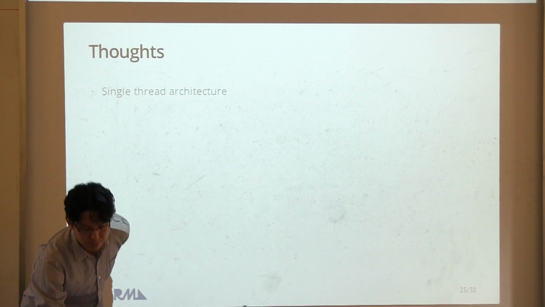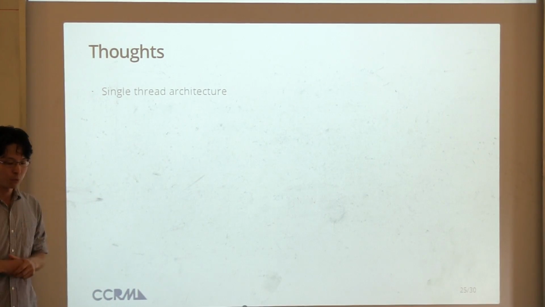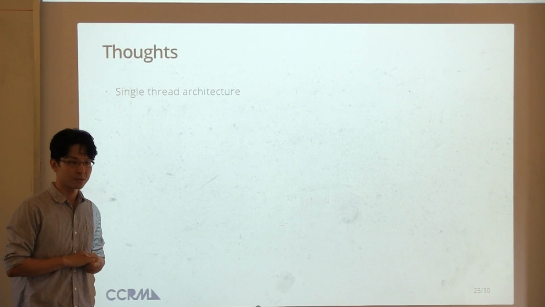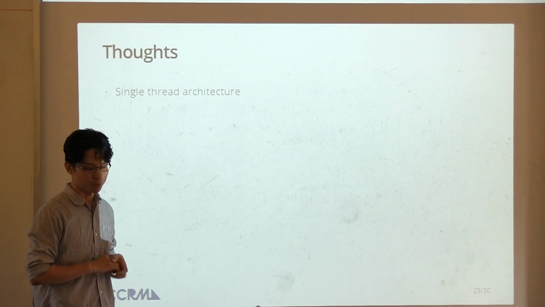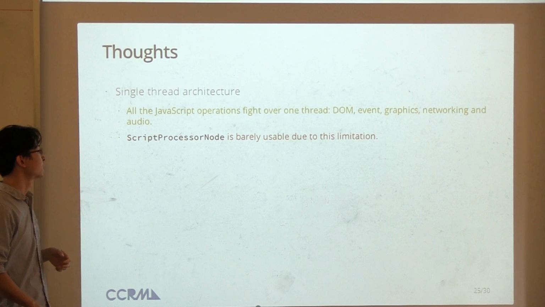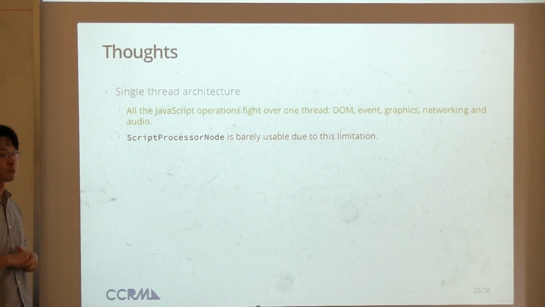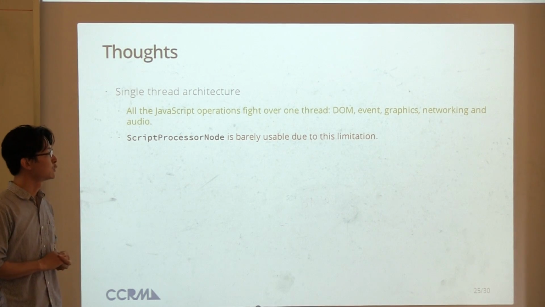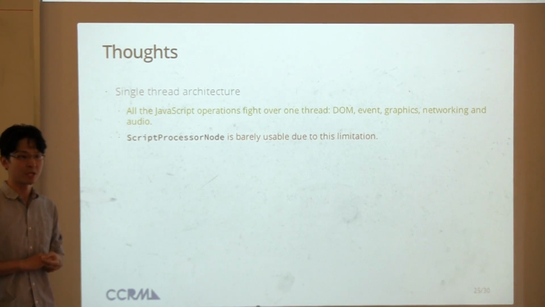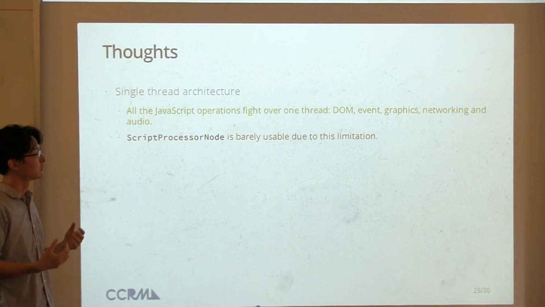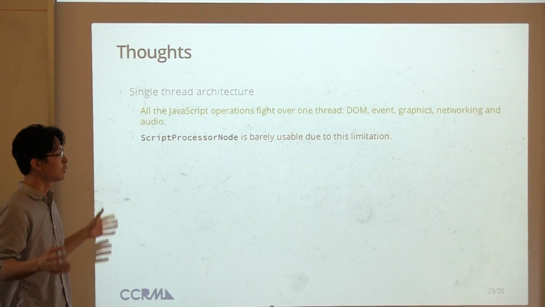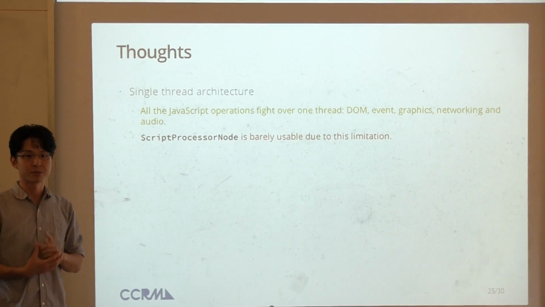So here are some thoughts. The web browser is running on a single thread architecture. This might be a problematic thing for us. One of the reasons is all the JavaScript operations fight over the one thread. So if you're doing lots of graphics stuff, lots of DOM manipulation, HTML, CSS stuff, or even networking, all of those processes will fight over this one single thread.